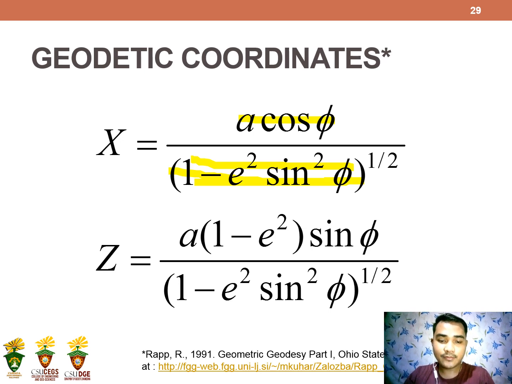In terms of z, we have a times (1 minus e squared) times sine geodetic latitude all over (1 minus e squared sine squared geodetic latitude) raised to 1/2, or a times (1 minus e squared) sine geodetic latitude all over the square root of 1 minus e squared sine squared geodetic latitude.